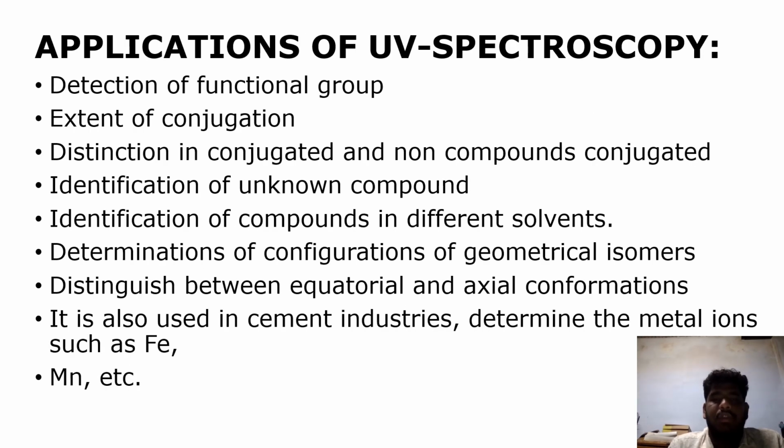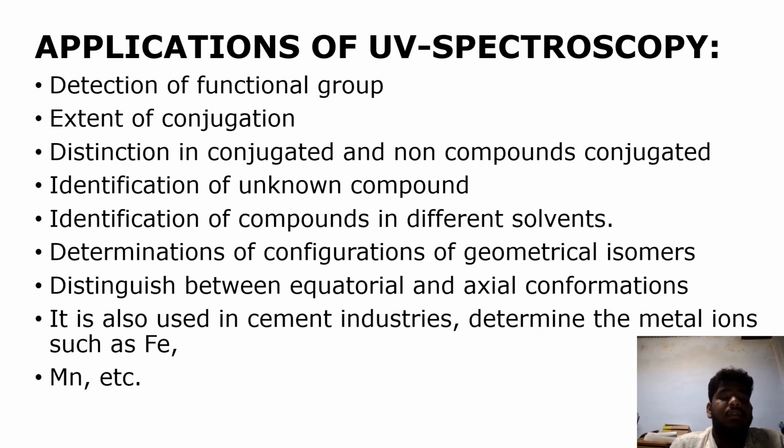Applications of UV spectroscopy. First point, detection of a functional group. Second point, extent of conjugation. Third point, differences between conjugated and non-conjugated compounds. Identification of unknown compounds. Identification of compounds in different solvents. Next point, determination of configurations of geometrical isomers. Next point, differences between equatorial and axial conformation.